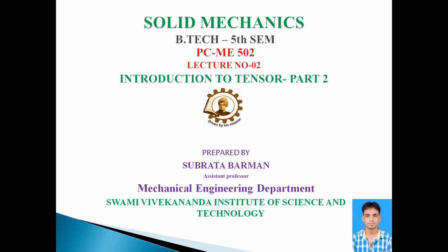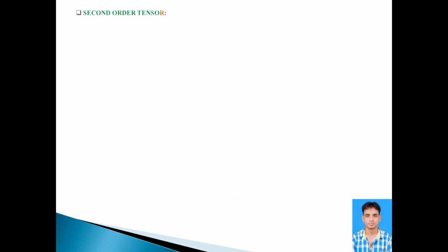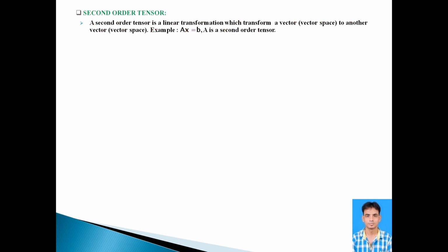So today we will start with a new topic, that is the second order tensor. The second order tensor is a linear transformation which transforms a vector or vector space to another vector or vector space. You will see in the example, Ax equal to b, where A is a second order tensor and x and b are two vectors. So basically the second order tensor transforms a vector into another vector.